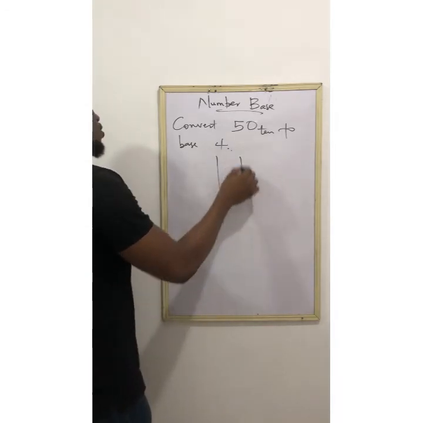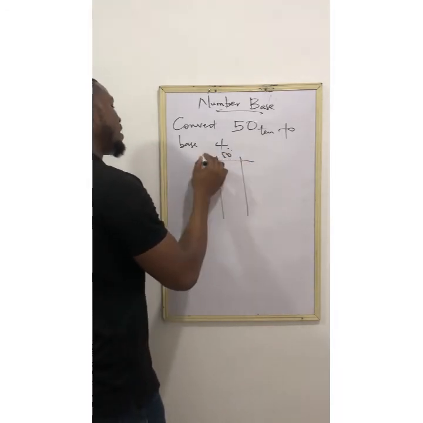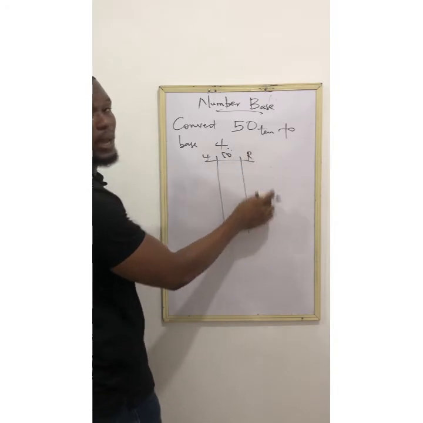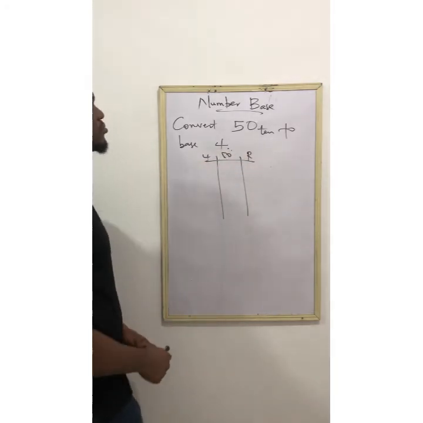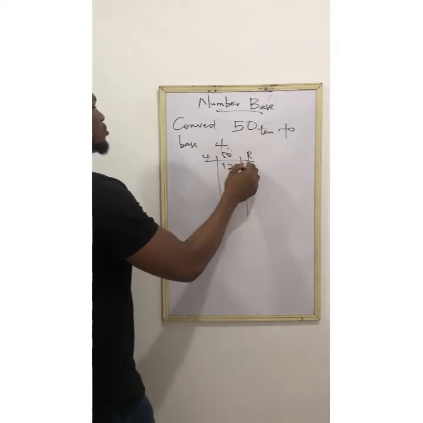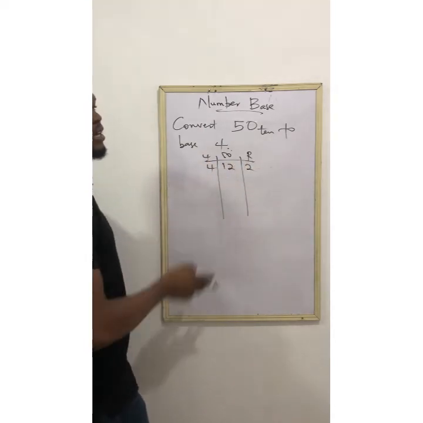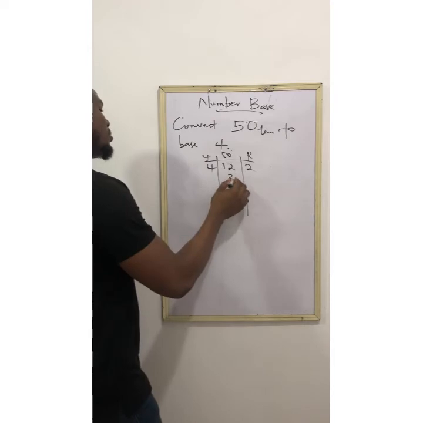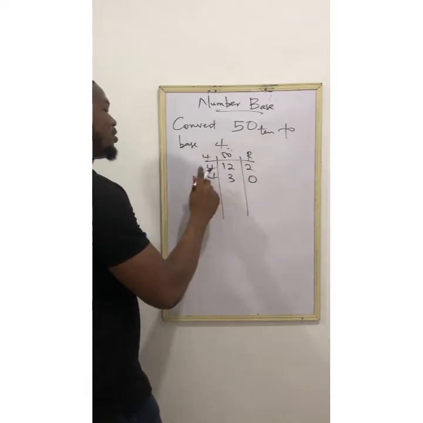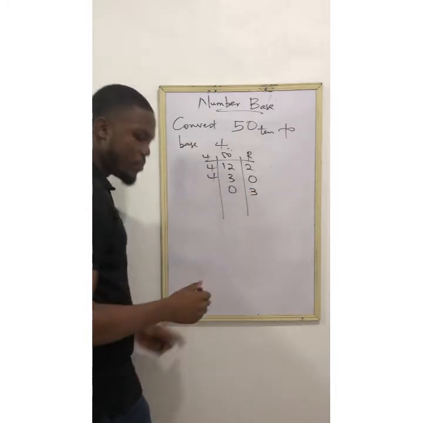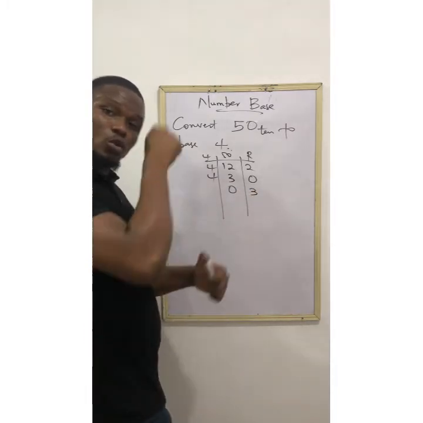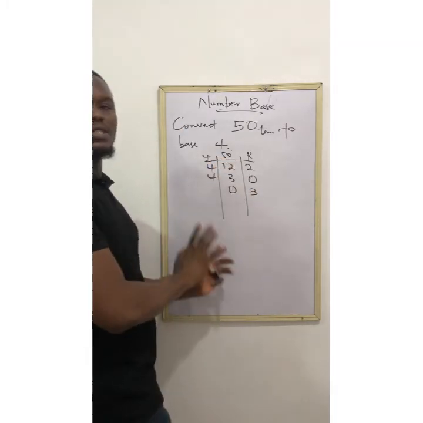So you divide by 4. This is 50 divided by 4. Remember to write your remainders here. 4 in 50 is 12, remainder 2. 4 in 12 is what? 3, remainder 0. And 4 in 3 is 0, remainder 3. The moment a number cannot go in the other number, that is 0.